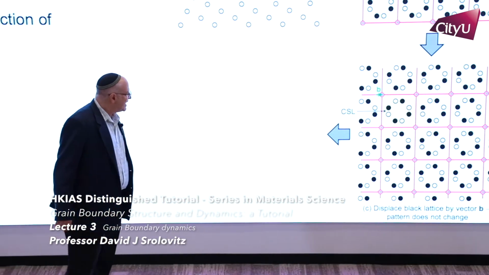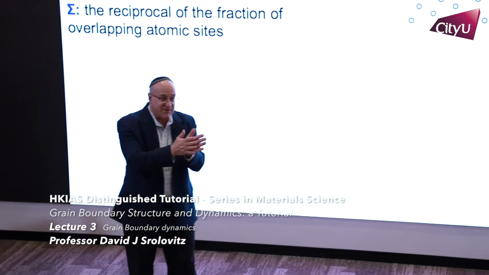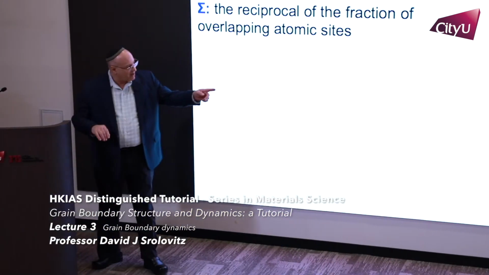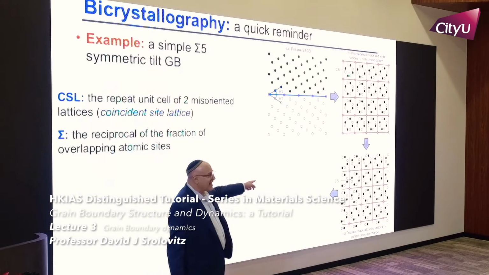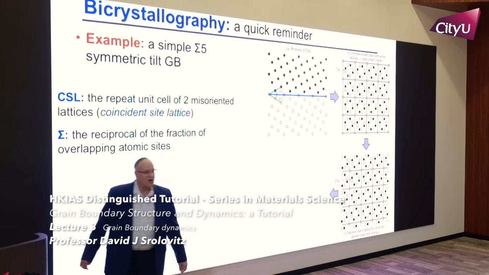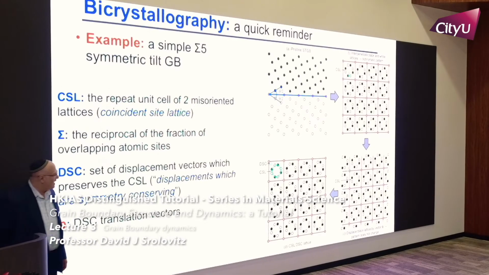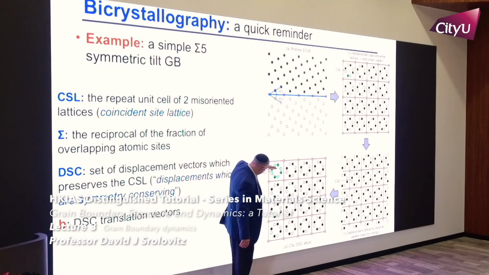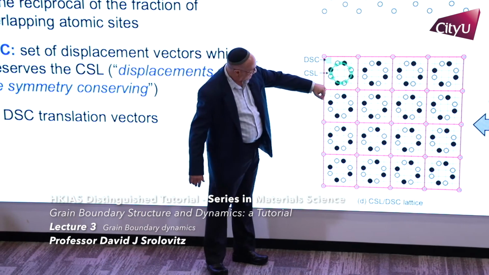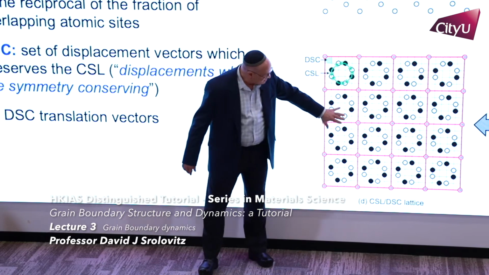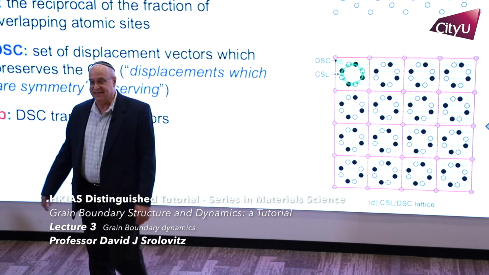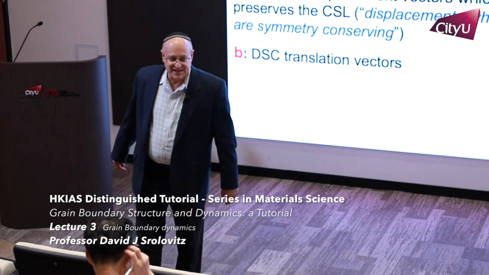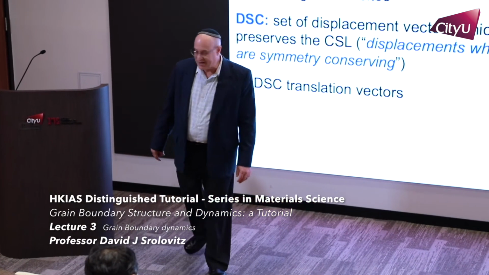And if I repeat that for all possible shifts that keep that lattice invariant, so I look at all the possible translation vectors that bring any black atom in contact with any white atom, I end up with this very fine lattice, which corresponds to what you get if you shift the whole black lattice down by that amount, or up by that amount, or over by that amount, etc. If I do all of those, I get this very fine lattice, and we call that the DSC lattice, which is the displacement shift complete lattice, or the displacements which are symmetry conserving.